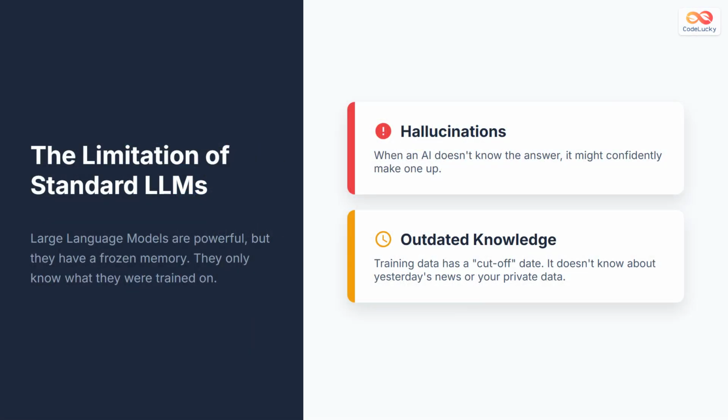First, let's understand the problem. Large language models, like the ones that power ChatGPT, are incredible, but they have a major flaw. They have a frozen memory. They only know what they were trained on, which means their knowledge has a cutoff date. If you ask them about something that happened today or about your private company data, they might not know. Worse, they might hallucinate, which means they confidently make up an answer that is completely wrong.